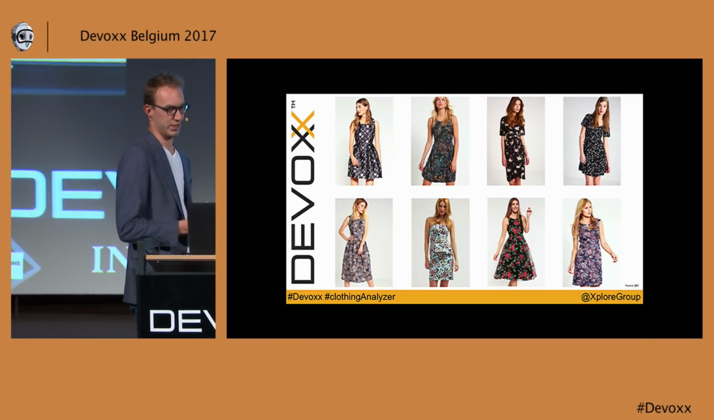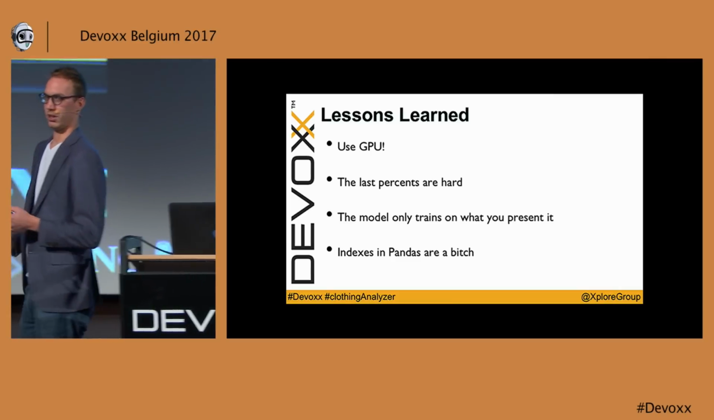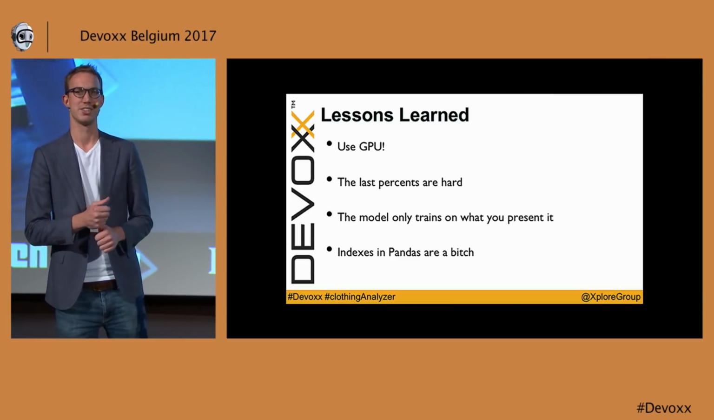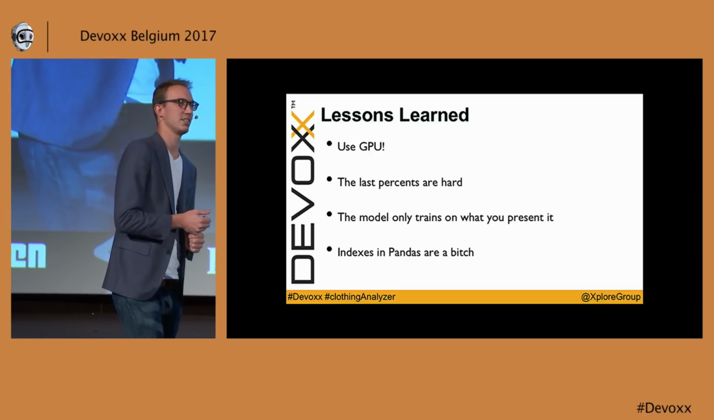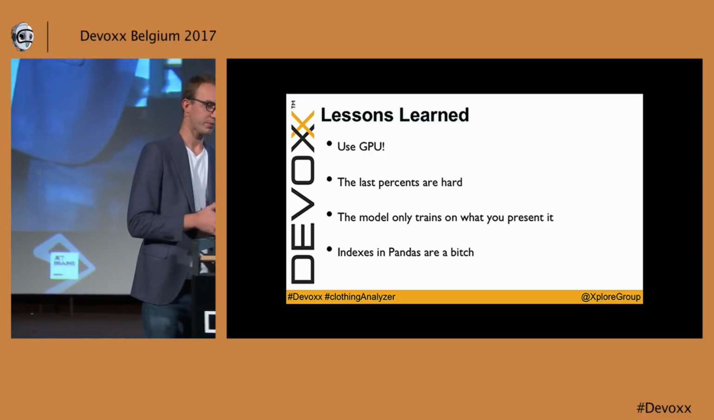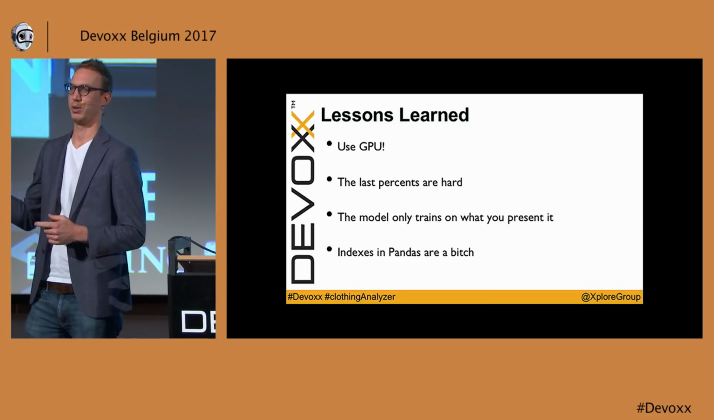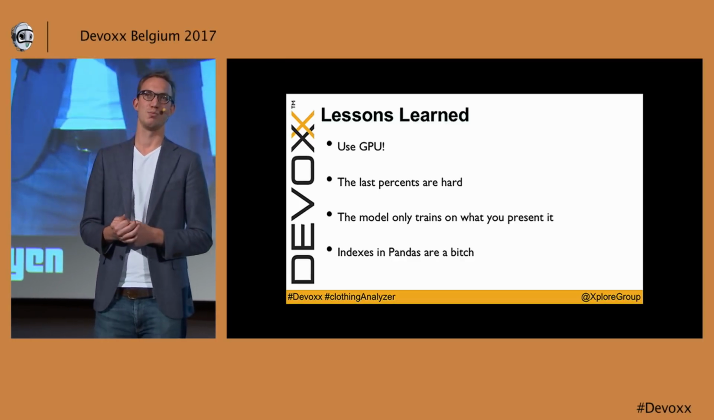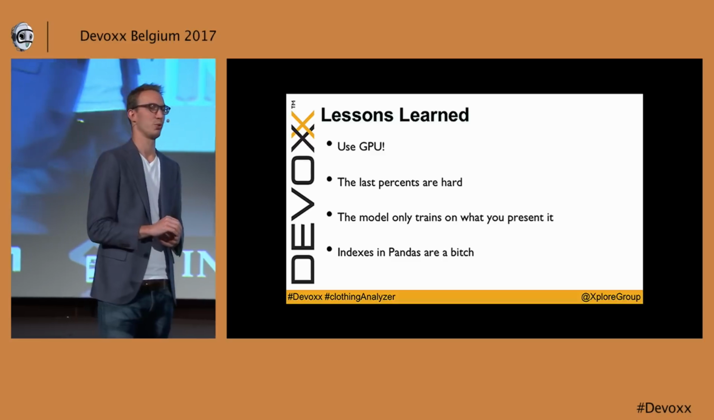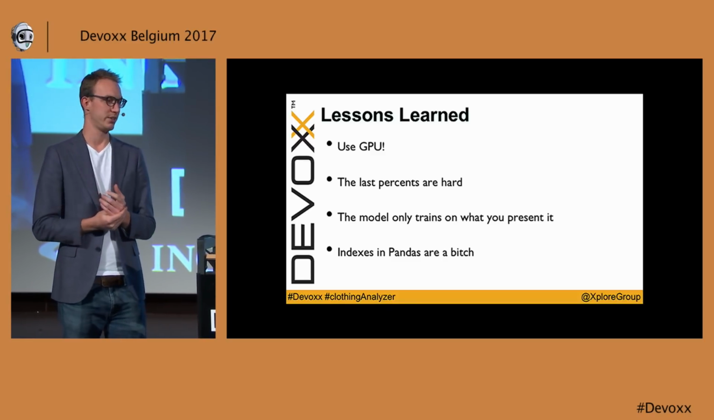So what have we learned by doing this? First of all, use your GPU. It makes your development cycle a lot faster. You don't have to wait for 3 days for a new model to train. The last percent or the marginal wins are really hard, as in every machine learning model. So you will first have some quick gains, but then really specific cases can become quite hard.